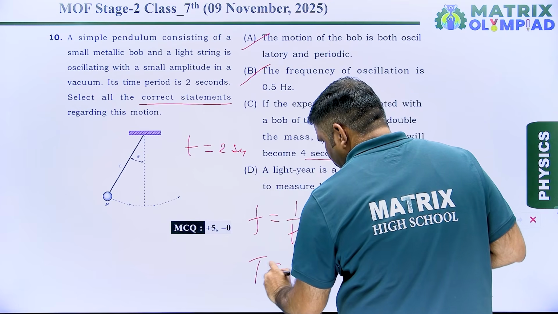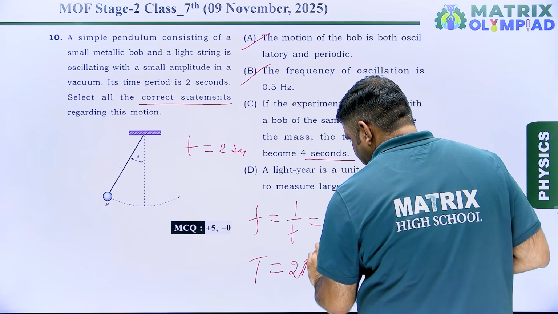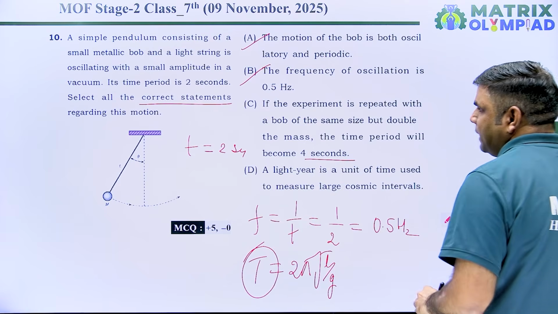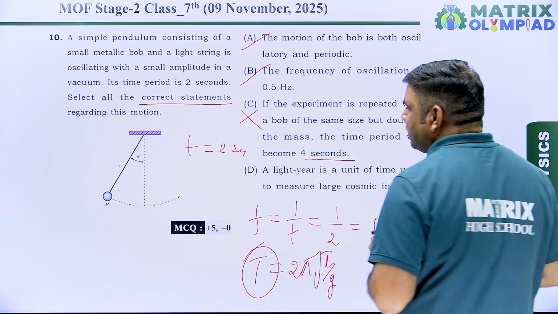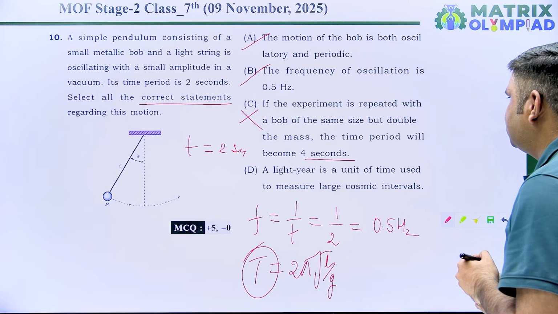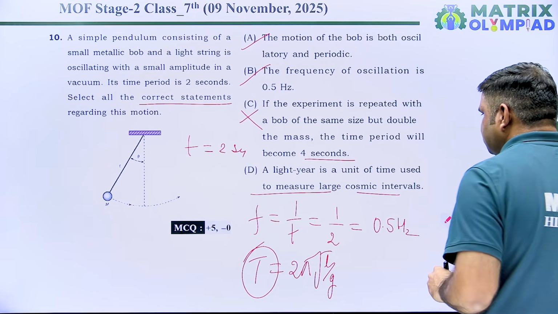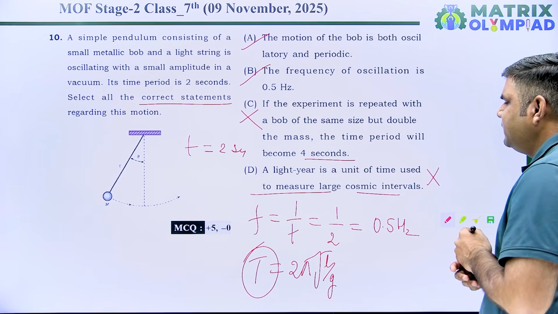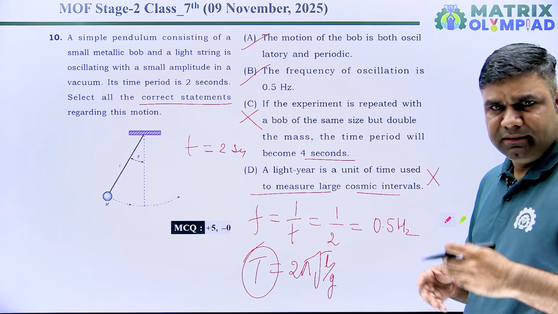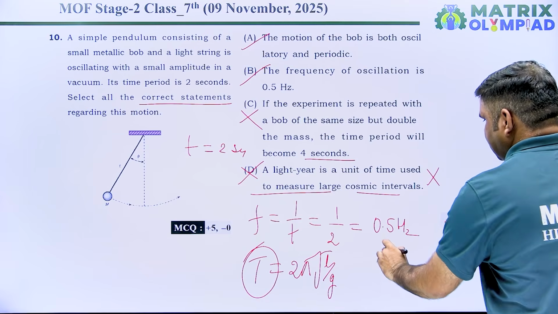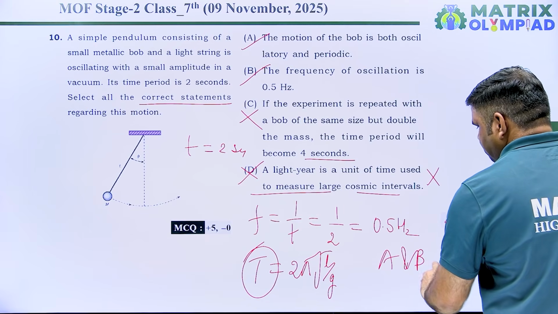So we know that the formula of time period is 2π√(L/g). So time period does not depend on mass, so this will be wrong. A light year is a unit for time used to measure large cosmic intervals. No, the light year is a unit to measure long distances. So D will be wrong. So our correct options are A and B for question number 10.